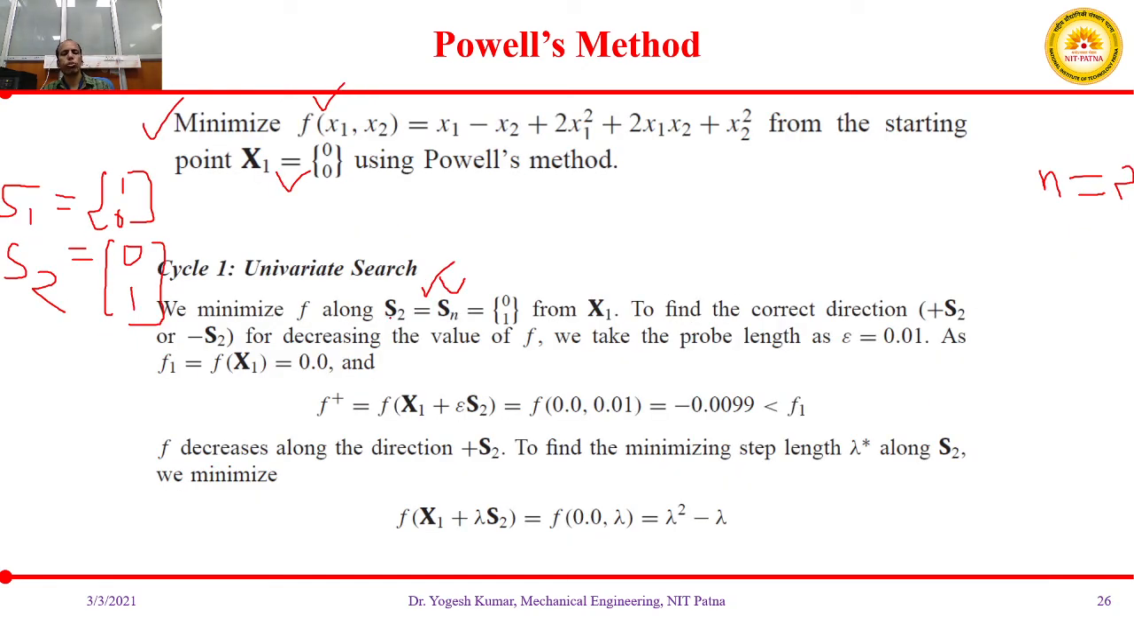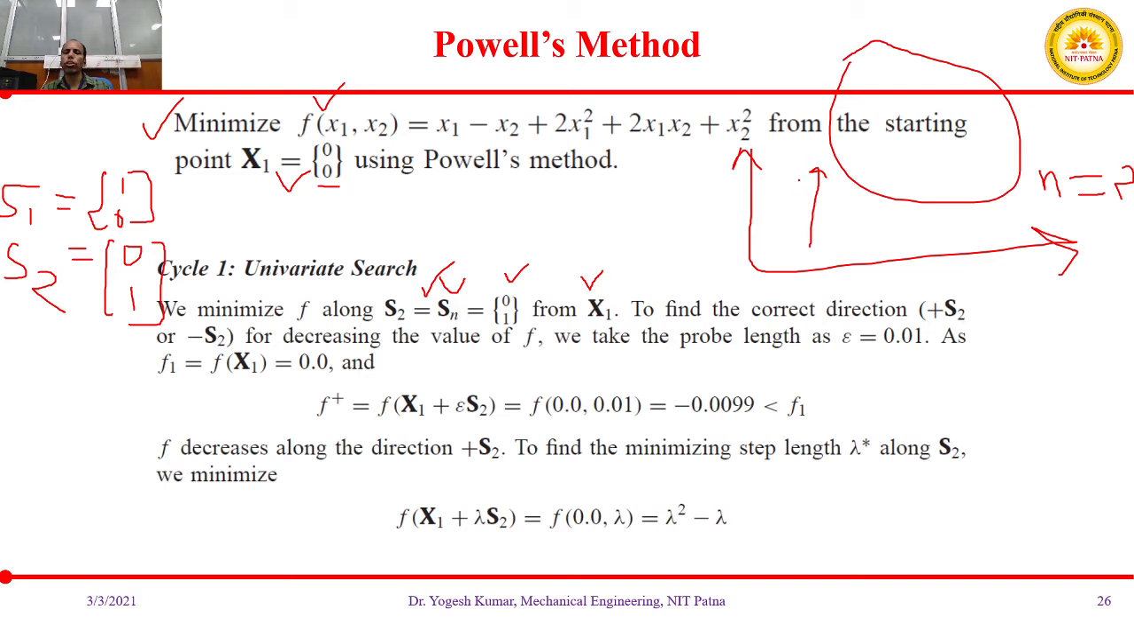Here Sn equal to S2 is (0, 1), and your starting point will obviously be x1, which is (0, 0). So how will you minimize? You have such a direction, say S2, in this particular function. This is your function, and you are trying to find the minimum in such a direction. You have S1 along x1 and S2 along x2, so along x2 the direction will be (0, 1).